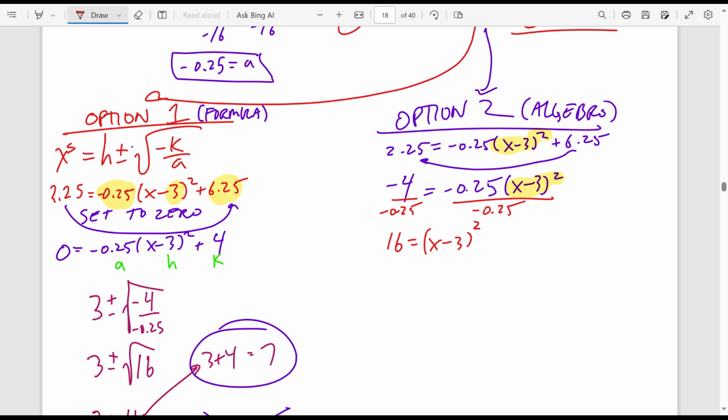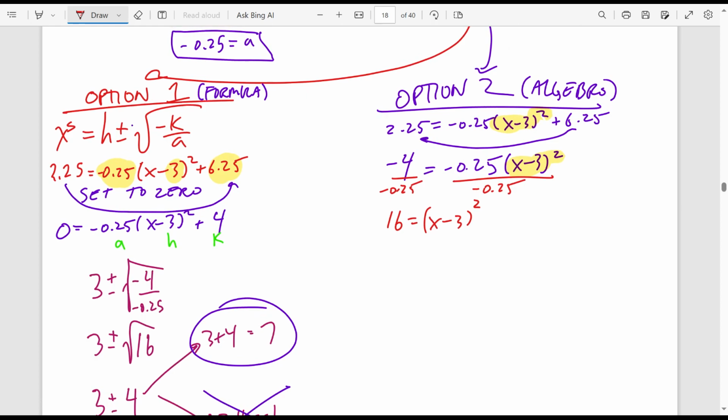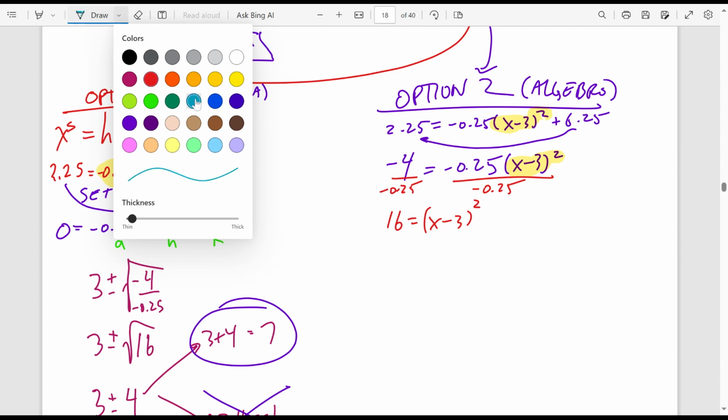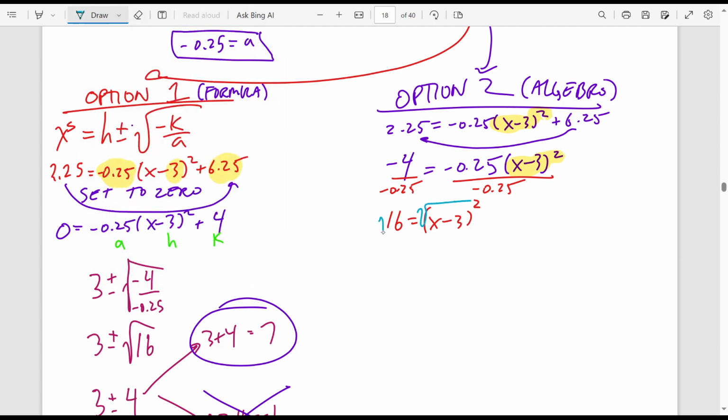Okay? You'll notice it looks really similar to the formula I was working on now. There's some common numbers here. What would I do now? What's the most annoying part? The squared, yeah, Alex? So square rooting both sides, I'm going to end up with 4 is equal to x minus 3.